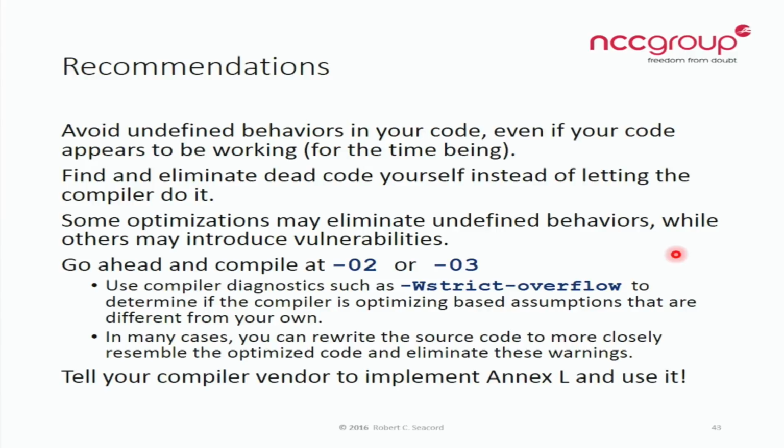With that additional performance, you might be able to afford some more security checks. So, gaining performance is always a positive. My recommendation is, go ahead and build with these optimizations, but use the strict overflow flag in order to diagnose these optimizations and see whether the compiler is making assumptions that are inconsistent with your assumptions. And what that means is that your assumptions were wrong, so then you need to revisit your code. And my last piece of advice is, tell your compiler vendor to implement Annex L and then use it.